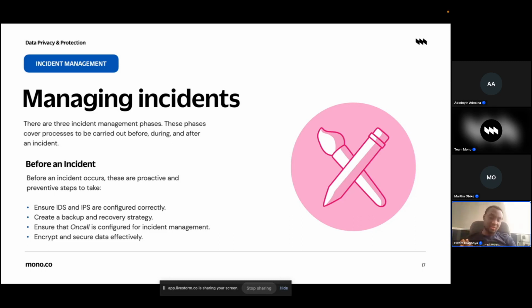And then the last one here is encrypt and secure your data effectively. You need to make sure that your data is secure and encrypted. Now, if you can encrypt your data, it means that even if data is stolen, that is the incident, you are sure that the data that was stolen is encrypted data. And most likely, the key to decrypt that data is within your organization. So whoever steals that data is not going to be able to use it for anything.